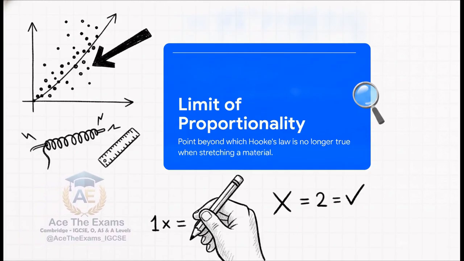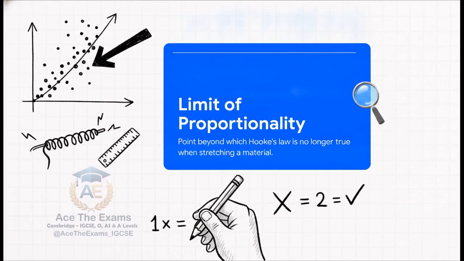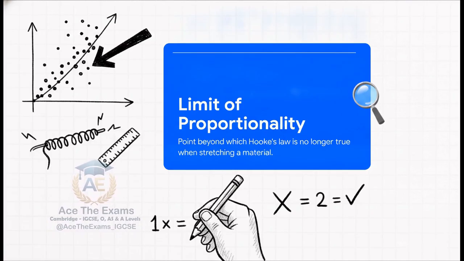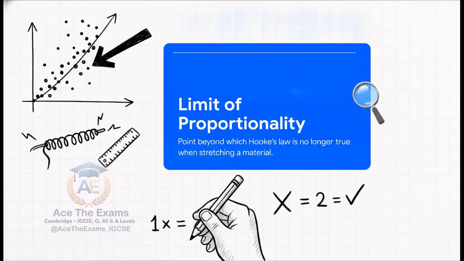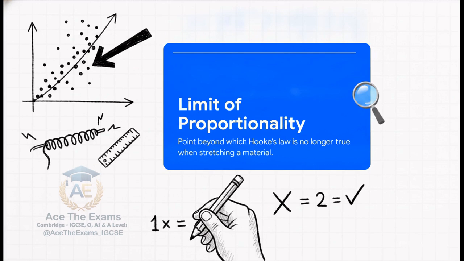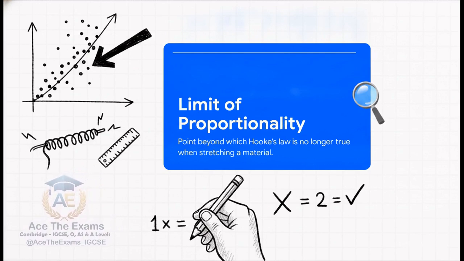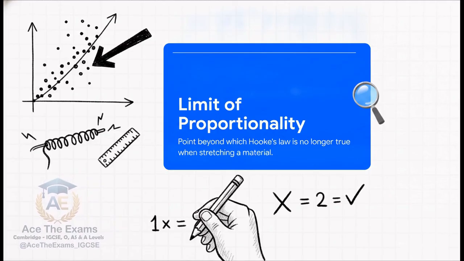The spring actually undergoes plastic deformation instead of elastic deformation, which basically means it won't return to its original shape. If you blindly use data points past this limit to calculate your spring constant, your entire equation collapses. Why? Because the relationship is no longer proportional. You must only use the data points before this limit.